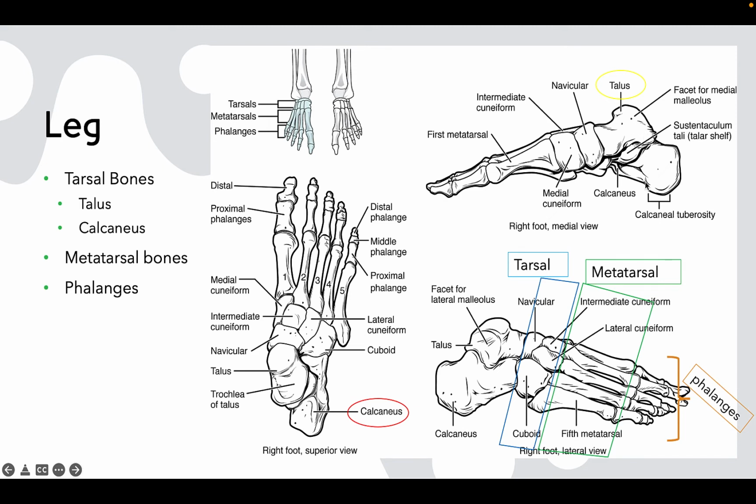Calcaneus is going to be on the bottom. All right, so it's going to be your heel. So your calcaneus is your heel. Kind of looks a little bit upward here. We're looking at the right medial view. The calcaneal tuberosity, you don't need to know that. It's just an extension of the calcaneus.